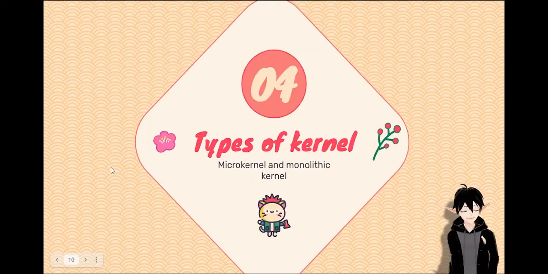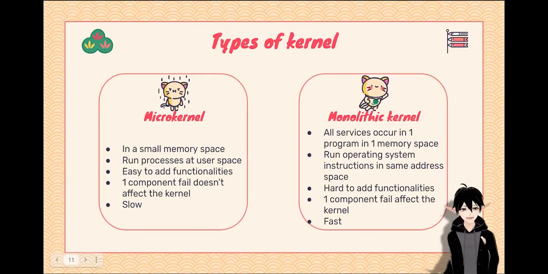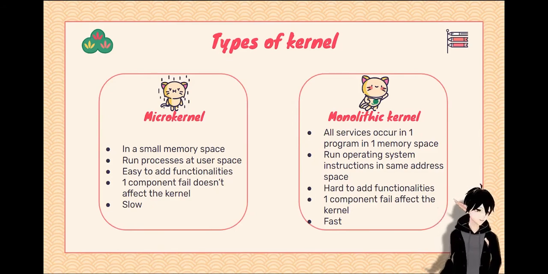Next, we have types of kernels. There's two types of kernels, microkernel and monolithic kernel. So microkernels are kernels that are in small memory spaces. It runs processes as a user space where drivers such as device drivers, networking drivers, file system drivers are running as a user level program and communicates with the kernel. This gives it the ability that when one of the components crashes, the kernel doesn't crash, but the downside of it is this type of kernel is slow.